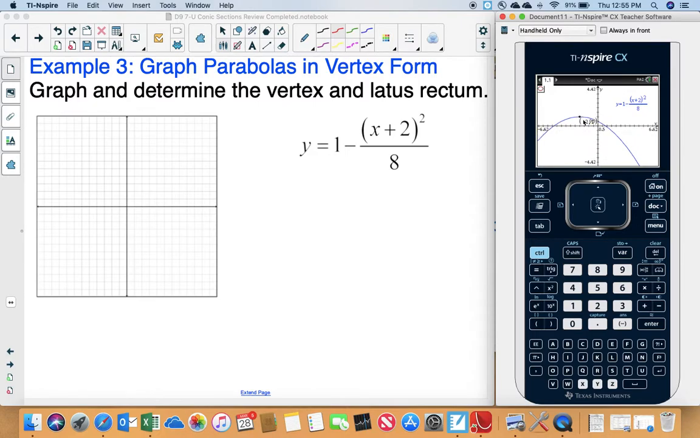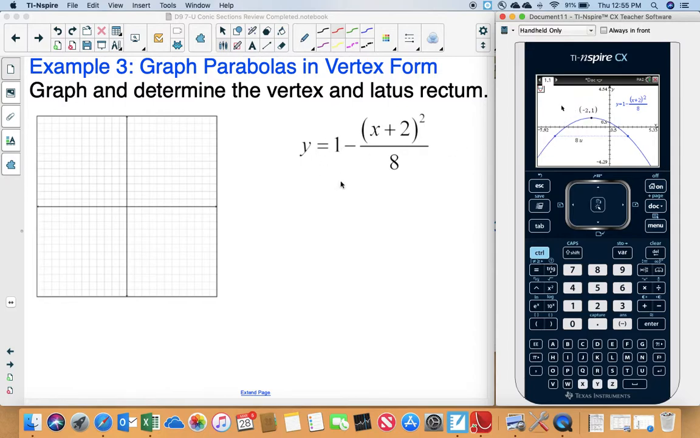Whoops, that just zoomed in on me. There's that point, and it also said the latus rectum, so menu, analyze graph, analyze conic, latus rectum. When you highlight the shape, it should show you it's 8 units long. So there's our graph. That's what it should look like.